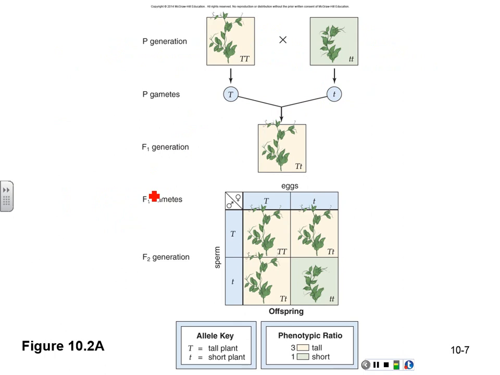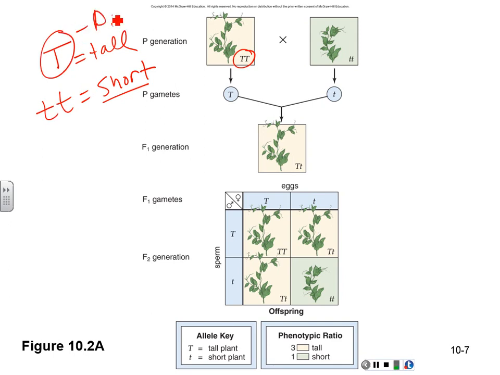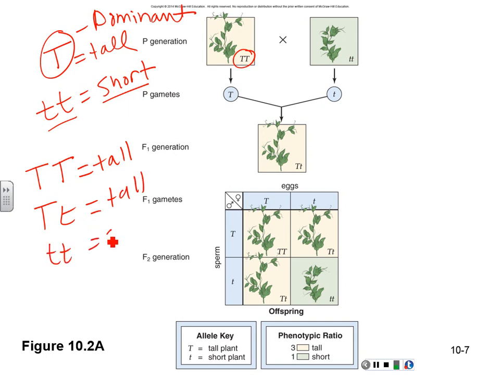They give them letter designations. Big T means you're going to be tall, and a little t means you're going to be short. But the only way you can be short is if you have two of the little t genes, because the T is dominant. So if you have one T, you're going to be tall. You have to have two little t's in order to be short. If you're big T, you're going to be tall. If you're little t, you're going to be short.